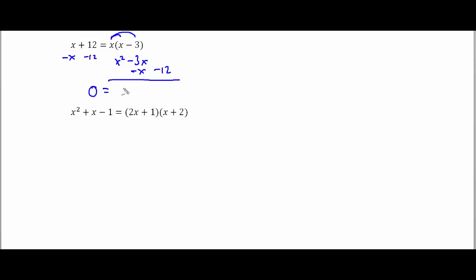Since I now have 0 is equal to x squared minus 4x minus 12, I just have to think of two numbers that multiply to make negative 12 and add to make negative 4. That would be negative 6 and positive 2. That gives me x minus 6 and x plus 2. So now I'm going to have my x is equal to 6 and my x is equal to negative 2 if I solved these for x.